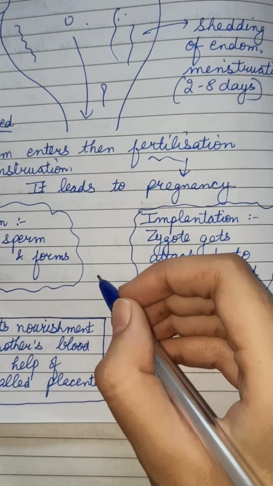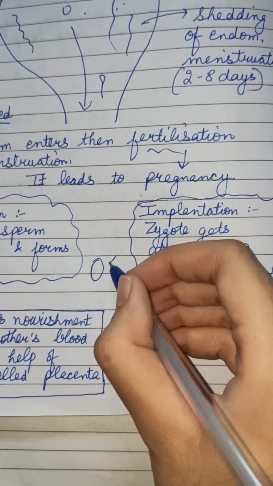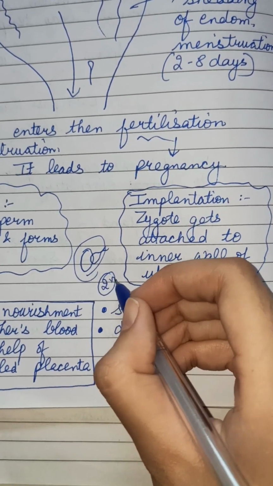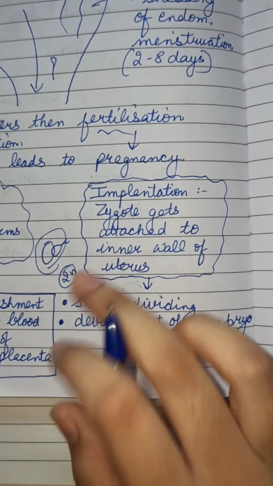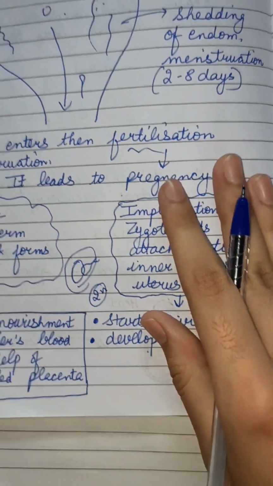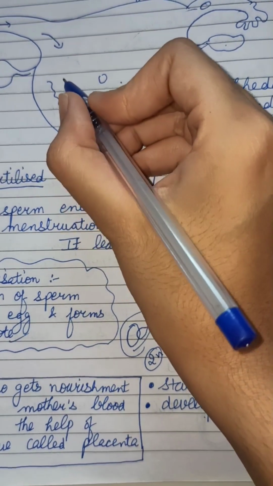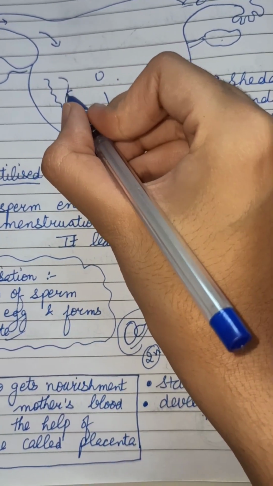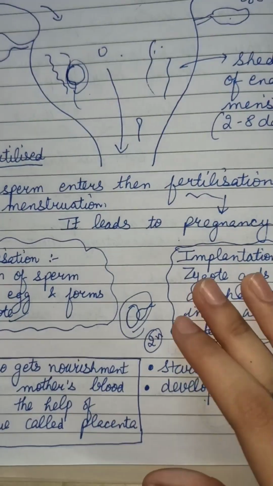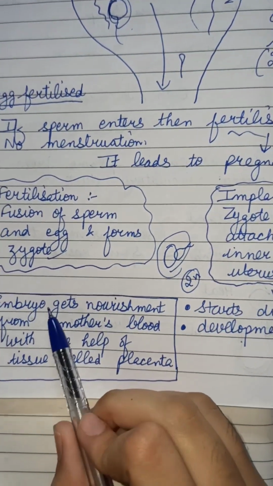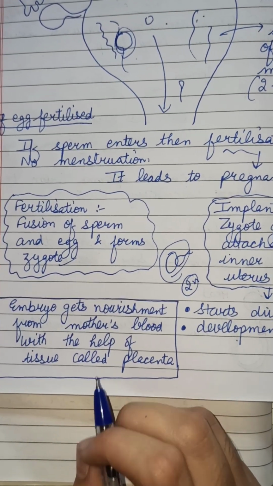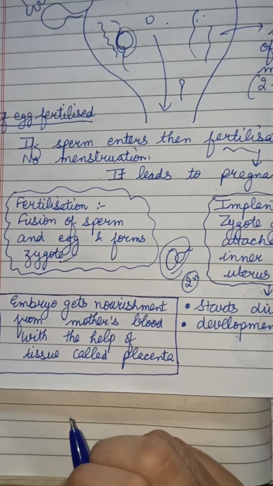Now if zygote is formed, that is fusion of egg and sperm, these two will form zygote, that is 2n. Now what is this zygote? I have told you. Implantation. Zygote gets attached to the inner wall of uterus, here to endometrium. Here zygote will be getting attached and this process is called as implantation. Now embryo gets nourishment from mother's blood with the help of tissue called placenta.